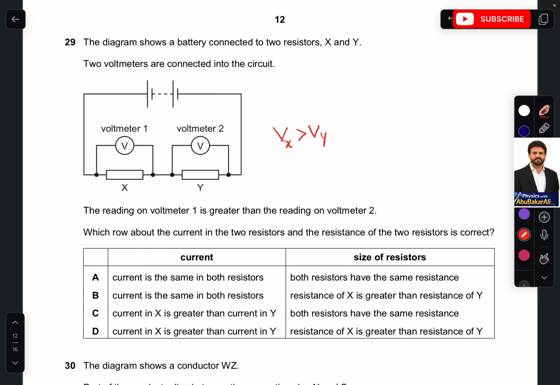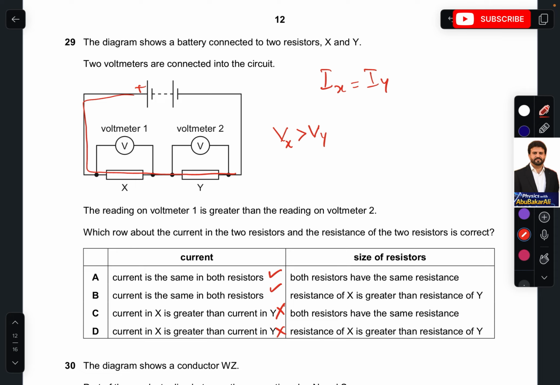If you see, this is a series circuit, so current will start moving from here. Current does not have any other choice, so the current will be the same. In a series circuit, current is the same. So Ix will be equal to Iy. So this is true, this is true, this is false. Now you have to choose between A and B.